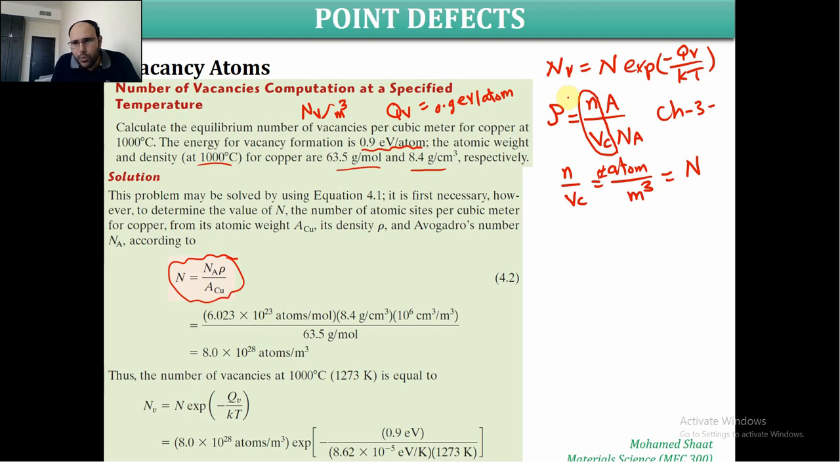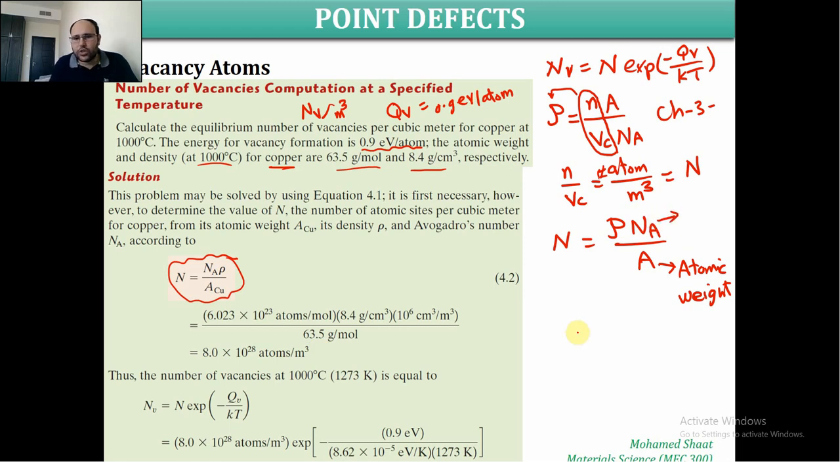So simply moving this to the left and dividing by rho, with cross multiplication, you end up with N equals rho times the Avogadro's number, NA, divided by A. This A is the atomic weight of the material, which is already given to us as 63.5 grams per mole for copper. It is a well-known material property.